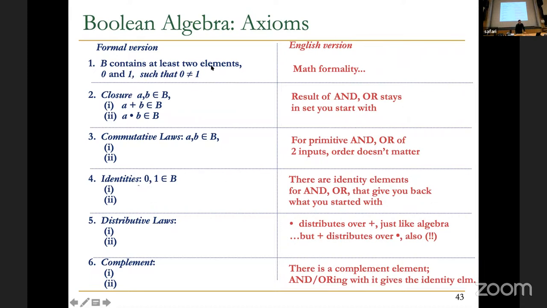Okay, so axioms. Well, we've already discussed this. Closure: the result of AND and OR stays in the set you start with. These are kind of obvious. Commutative laws: basically A plus B is equal to B plus A. This is also true in math. A times B is equal to B times A. That's also true in math. Identity: basically there are identity elements for AND and OR that give you back the element you started with. Basically A ORed with zero is A, A ANDed with one is A.